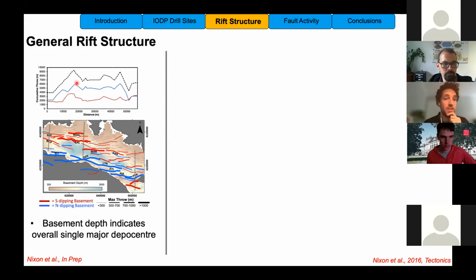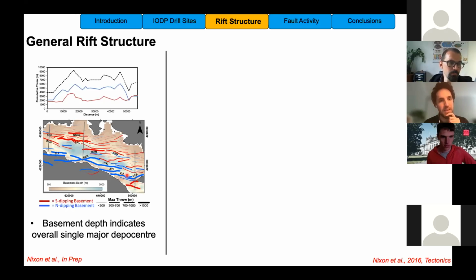Cumulative throw rates along these faults show a general bell curve shape matching the basement depth profile. And we can see that the north dipping faults in blue are accommodating approximately 2/3 of the deformation, whereas the south dipping faults are accommodating approximately 1/3. And you can see that we have numerous border faults here along the southern margin and along the northern margin.